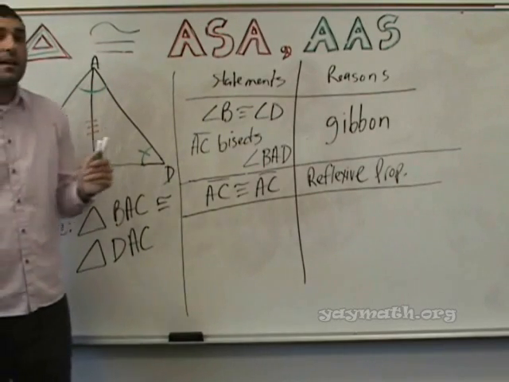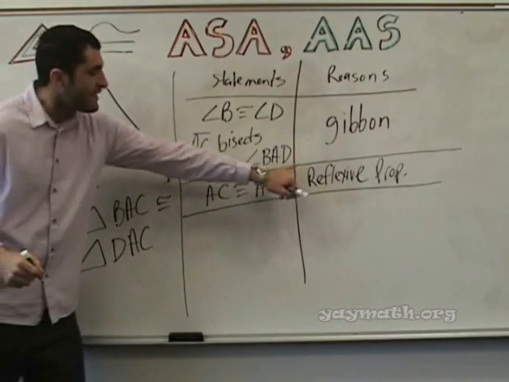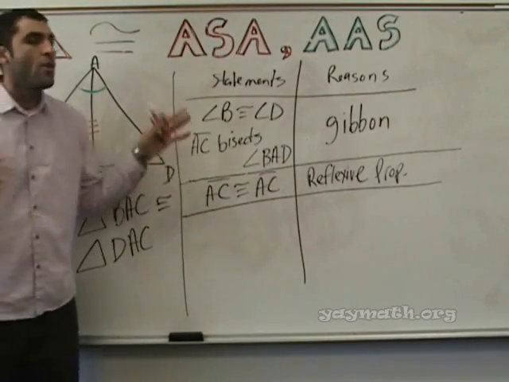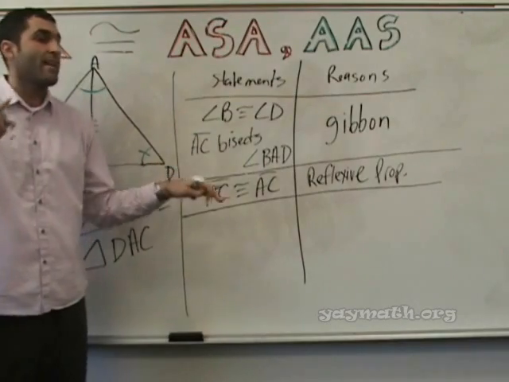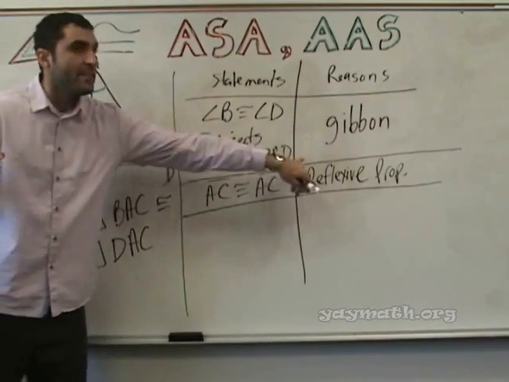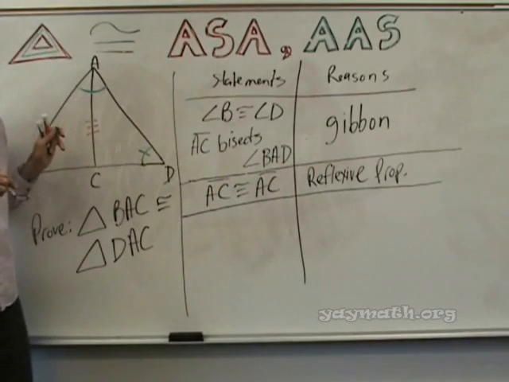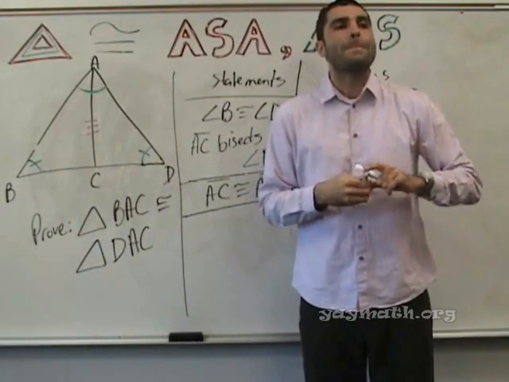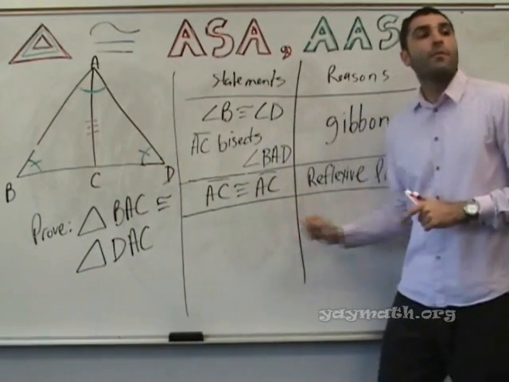Okay? And if angle BAD is being bisected by this line, the question I'd like to ask is, what is being bisected? Angle BAD is being bisected into two pieces. So we have a question here. Why can't you just say the definition of bisect? We will, that's the reason.